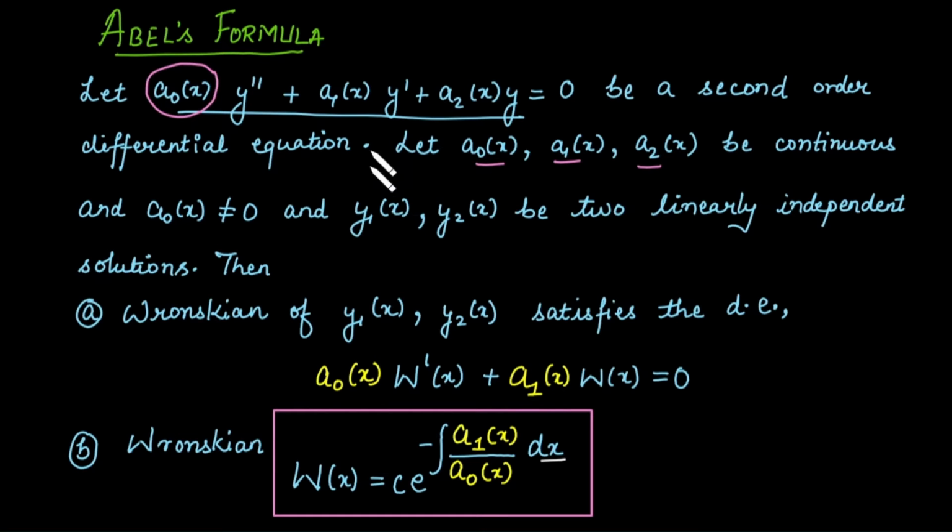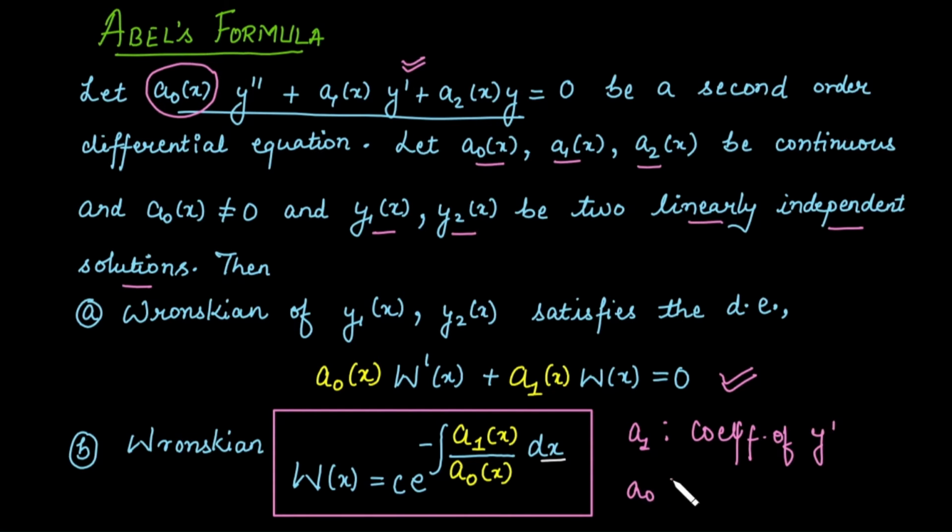Moreover, we have two solutions for this differential equation. Let y1 and y2 be the linearly independent solutions. These solutions definitely satisfy this differential equation in terms of the Wronskian. Moreover, if the solutions are not given to you, we can directly find the Wronskian with the help of this differential equation, which is calculated as a constant multiple of e raised to the power minus the integration of a1 upon a0 with respect to x. Now a1 is the coefficient of y prime and a0 is the coefficient of the second order derivative of y.